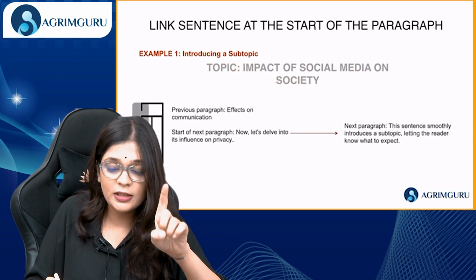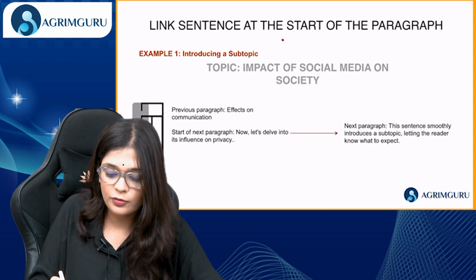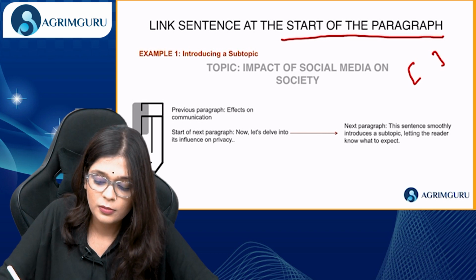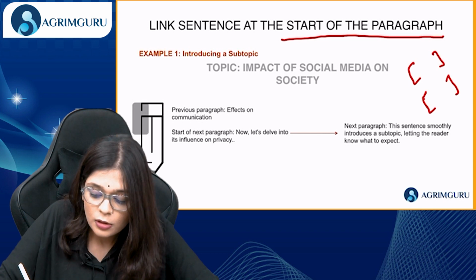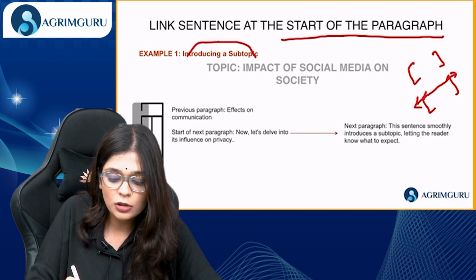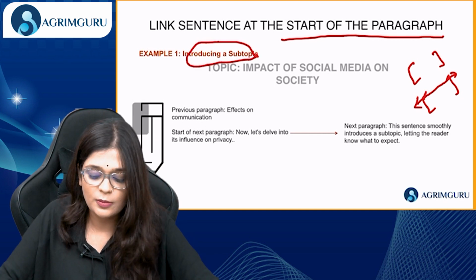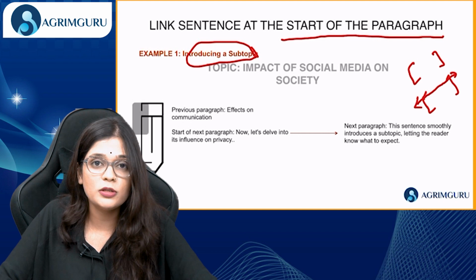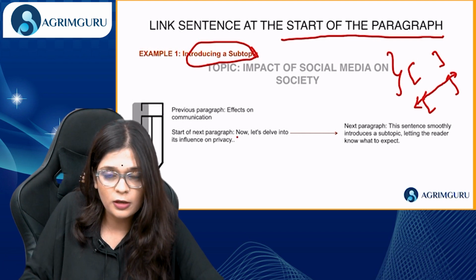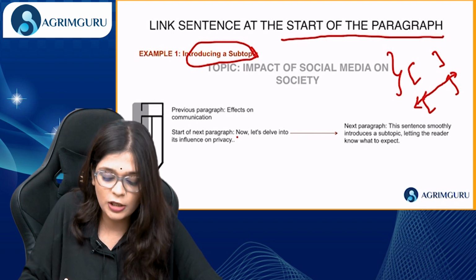Now let's discuss link sentences at the start of the paragraph. For example, now you've written the paragraph. In the next paragraph, the first sentence, you could introduce a subtopic. Let's take an example. Impact of social media on society. This is your topic. Now in the previous paragraph, you've discussed effects on communication.